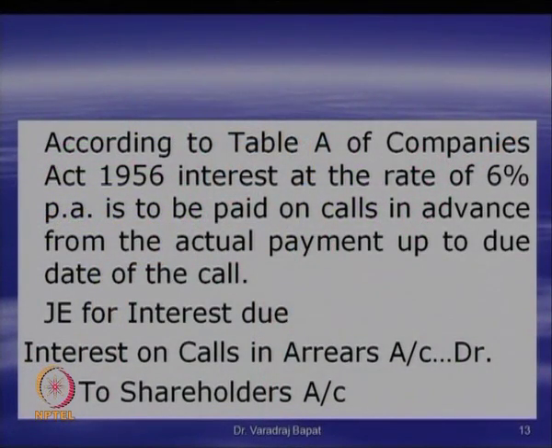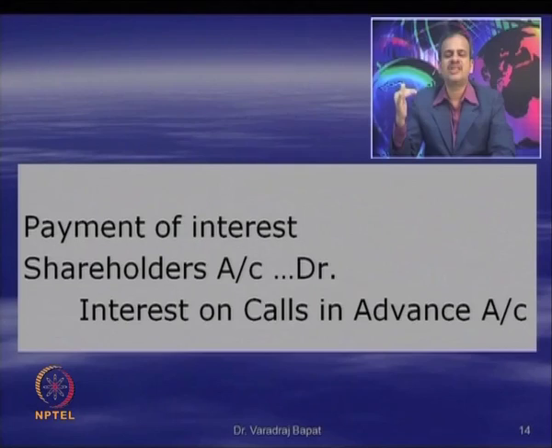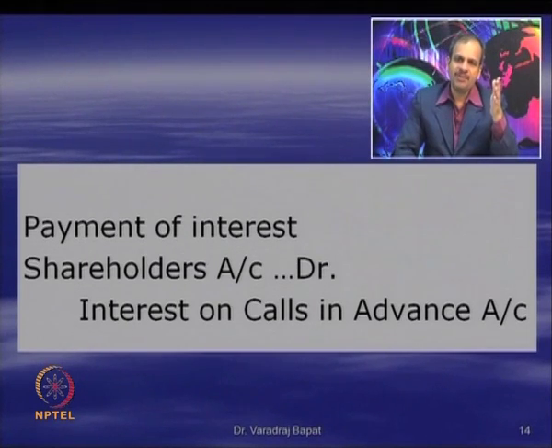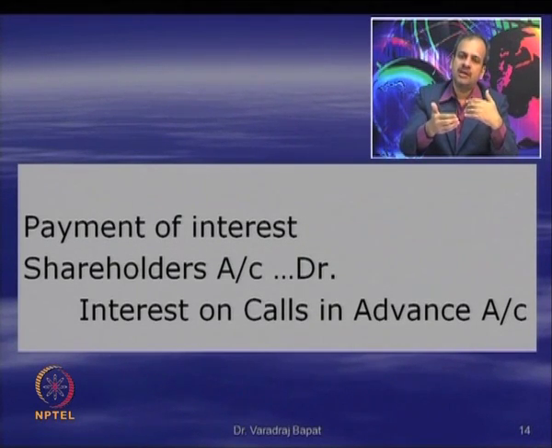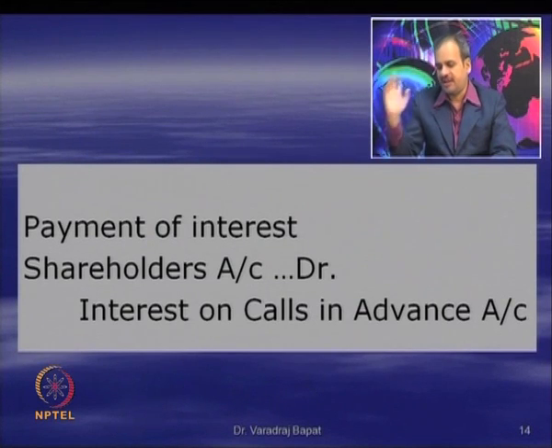In the same way that the company charges interest for late payment, it also gives interest if shareholders pay the money in advance. Interest at 6% is to be paid on calls in advance. So, interest is to be paid to them. Just like the earlier entries were on calls in arrears, these are the entries for calls in advance. The money which is received in advance, the company credits the interest and then shareholders pay that interest.